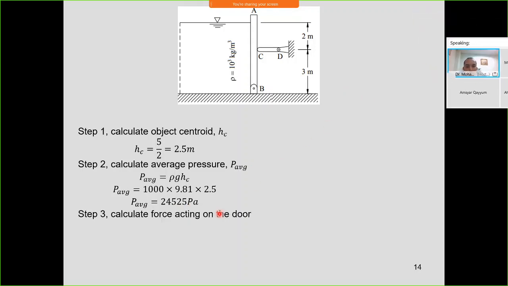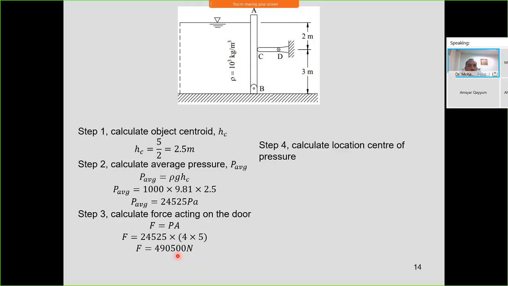The third step, calculate force acting on the door. F equal to PA. Just include all the data you know. Also, the width of the door is 4 meter. So you now got the force acting on the surface is 490,500 Newton.